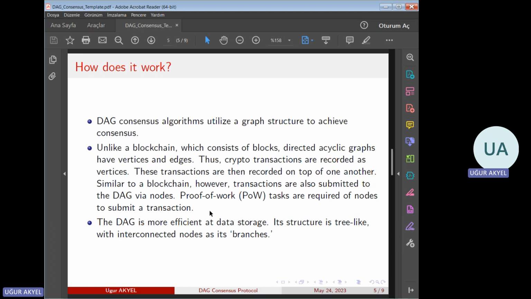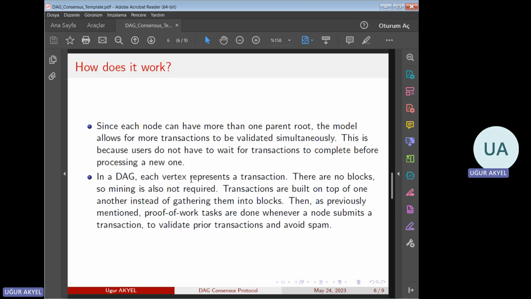So we can say that DAG is an absolutely decentralized solution. It's not, you should use some centralized properties for the solution. And since each node can have more than one parent, the model allows for more transactions to be validated simultaneously. This is because users don't have to wait for transactions to complete before processing a new one.